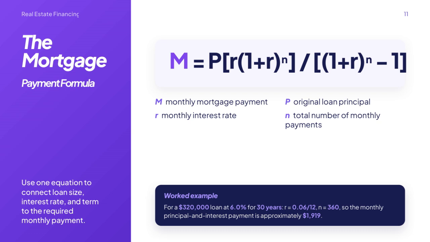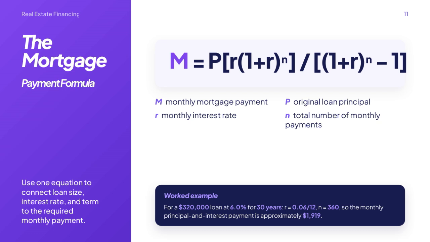For example, if you take out a $320,000 loan at an annual interest rate of 6%, spread over 30 years, you first convert the annual rate to a monthly rate by dividing 6% by 12, which gives you 0.5% per month. The total number of payments over 30 years is 360. Plugging these into the formula, the monthly principal and interest payment comes to about $1,919. Understanding this formula helps you see exactly how changes in the loan amount, interest rate, or term affect your monthly payment.